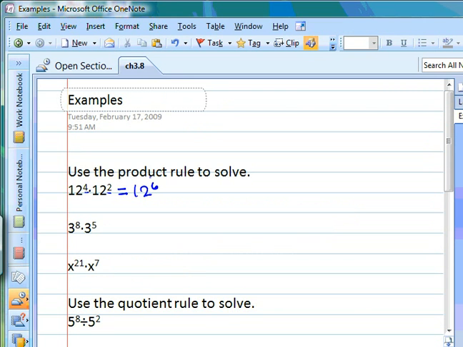Okay, let's do one more like that. If we have 3 to the 8th power and 3 to the 5th power, again, we need to add our exponents. So we'll get 3. 8 plus 5 is 13, so we'll have 3 to the 13th power. And the third one, if we have x to the 21st power times x to the 7th power, we keep our x, we add our exponents. 21 plus 7 is 28.